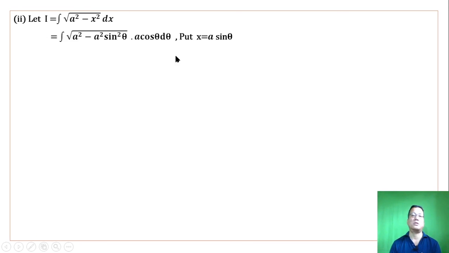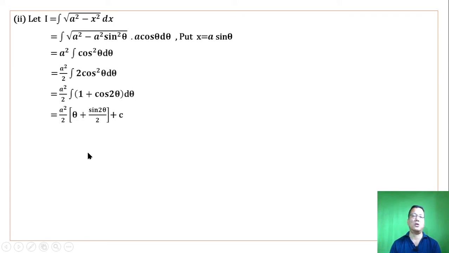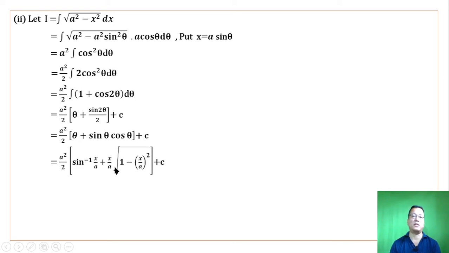For Roman number 2, put x equal to a sin theta. After simplification we get cos square theta. Using the multiple angle formula for cos twice theta, cos square theta is 1 plus cos twice theta over 2, and we integrate. Then we expand sin twice theta, use the identities for sin theta and cos theta, and simplify to get the result, which is Roman number 2.